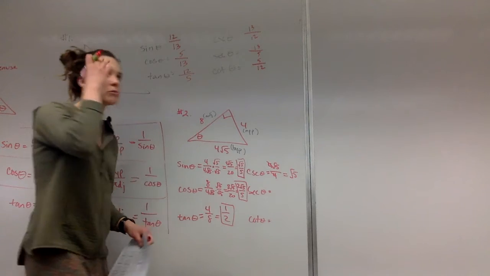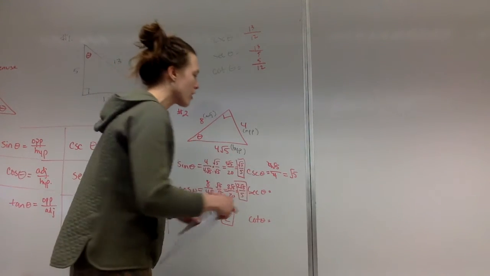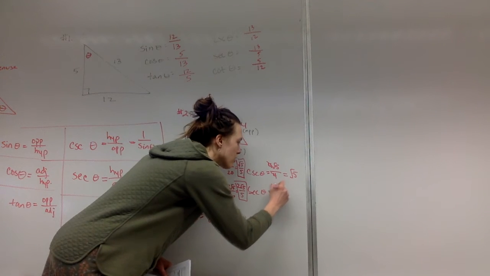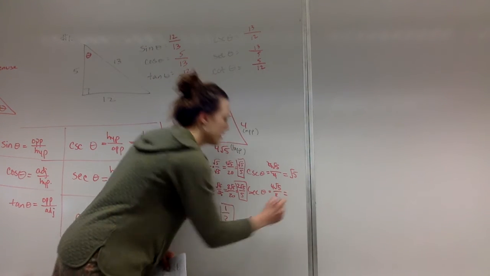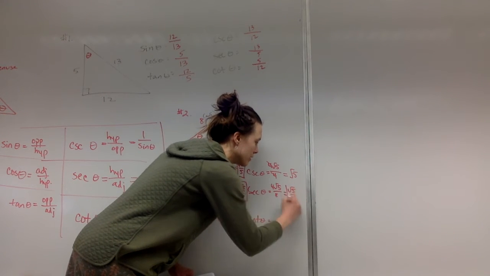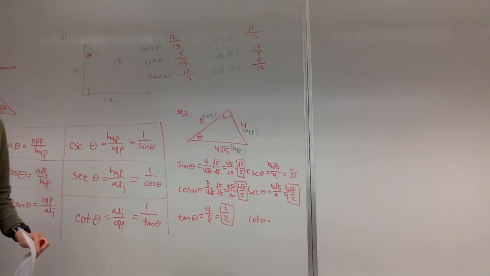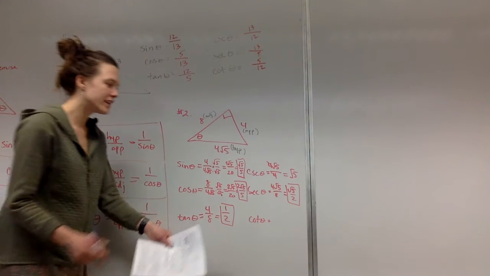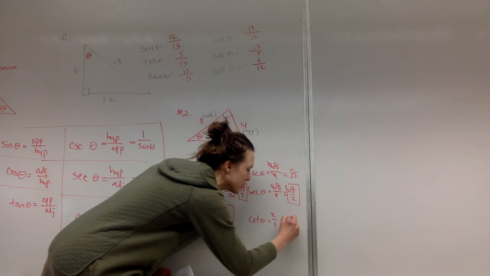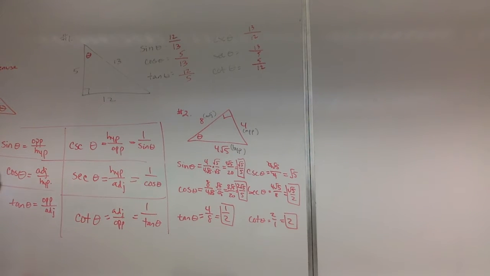But you have to be comfortable with flipping the ratio, to look and be like, okay, this is hypotenuse over opposite. This is hypotenuse over adjacent. So I know that's going to be radical 5 over 2. And then cotangent's nice, it's 2 over 1, which simplifies to 2.